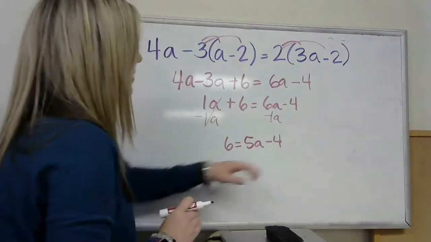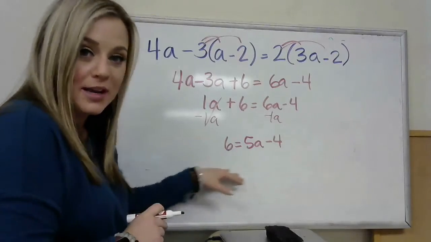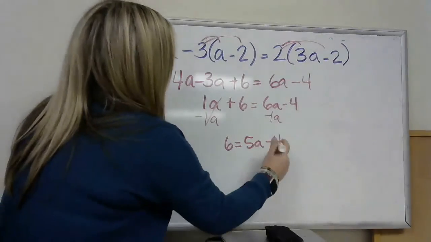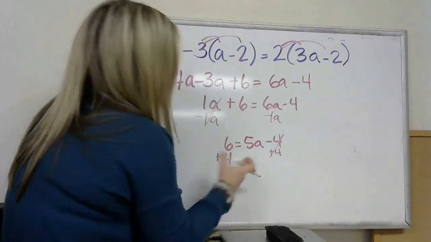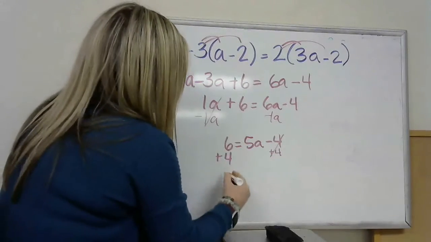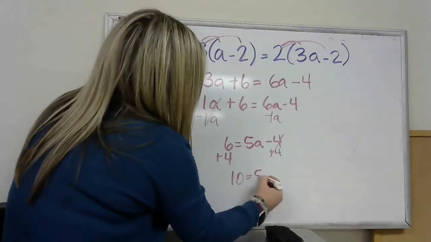All right, so now I've got to get rid of this 4, so I've got to bring it over. The opposite of -4 is +4, and because what you do to the right, you've got to do to the left. 6 plus 4 is 10, and 10 is equal to 5a.